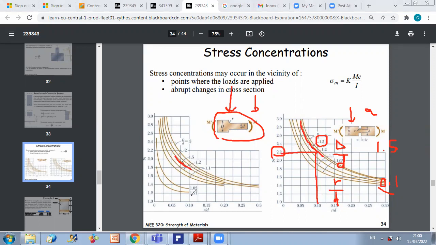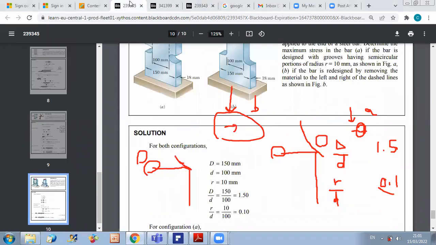And now I take the line of 0.1. I can see then that K is nearly 1.8. So here the stress concentration is lower because, as we said before, here you have sudden contraction followed by sudden expansion, while here you just have this difference once. So the concentration stress will be larger in this case compared to this one. Once we determine the value of K, then we can continue the calculation normally.